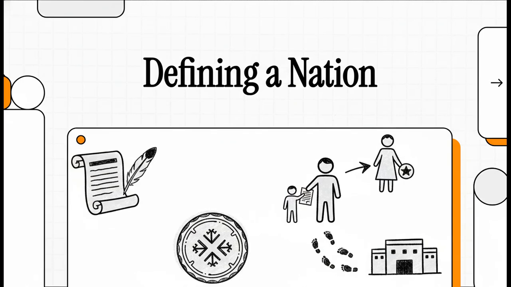Today we're diving into something really fundamental: how a sovereign nation defines its own people. We're going to use the official enrollment ordinance from the Hannahville Indian community as our map to explore the very structured journey someone takes to become a citizen.